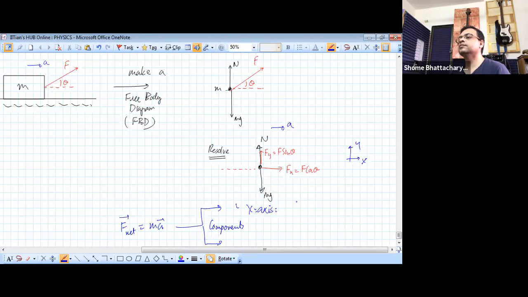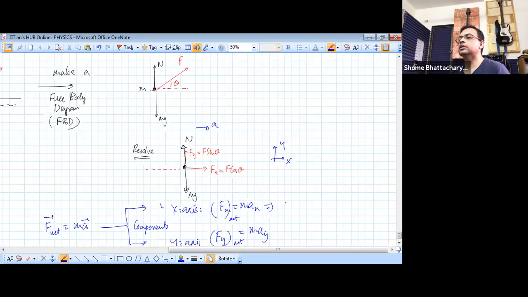Along the x-axis, the net x component force should be mass into the x component of acceleration. Along the y-axis, the net y force, this is net, okay, should be equal to mass into the y component of acceleration. Now in this particular case, along the x-axis there is only one force acting, F cos theta. And the x component of acceleration is nothing but a, because you can see.